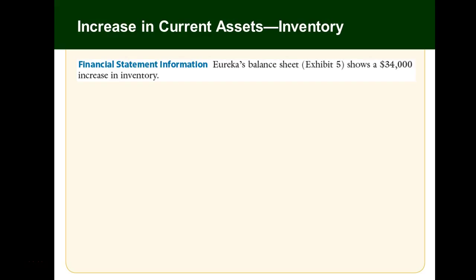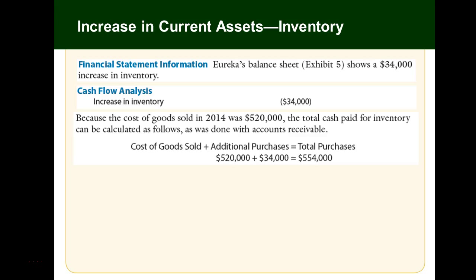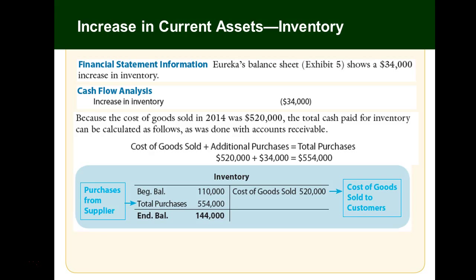Inventory: if there's a $34,000 increase in inventory, an increase in an asset, what do we do? We subtract it. Because the cost of goods sold in 2014 was $520,000, and the total cash paid for inventory was more, we paid more cash for inventory. Therefore, we have to show a minus related to our net income because we used up cash that's showing as inventory, not part of the expense account.